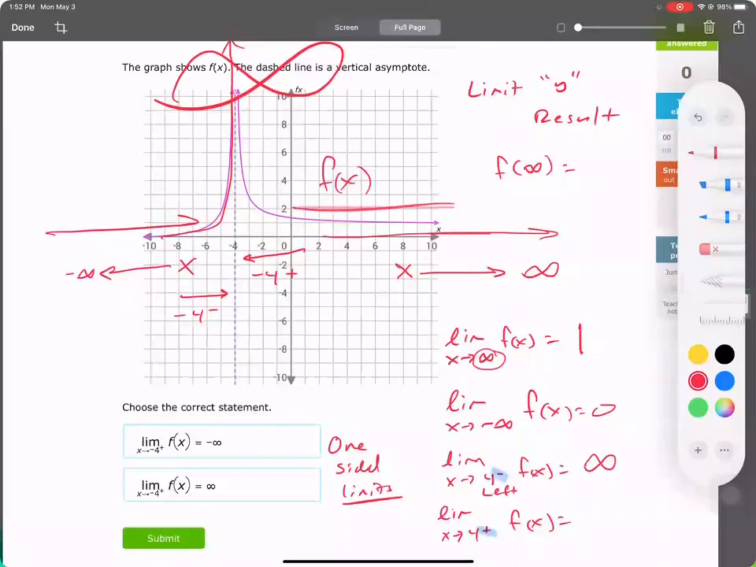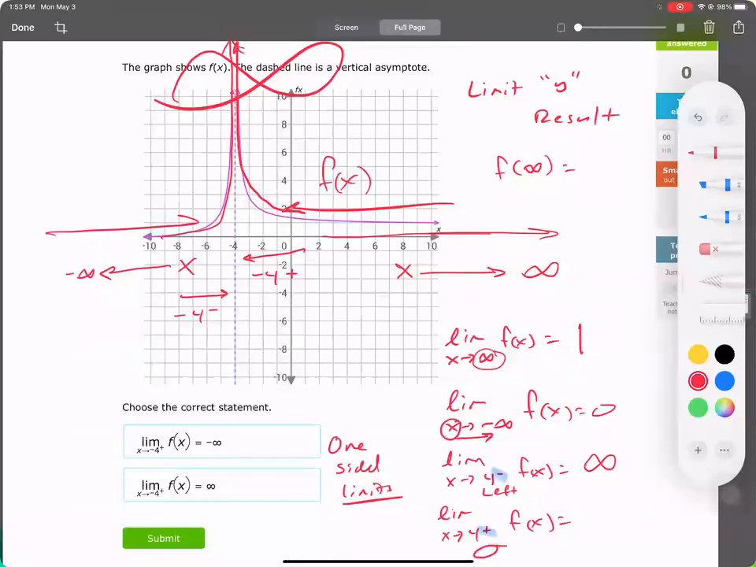How about the right side? As I approach from the right side of the graph, I'm stuck on this roller coaster. You can see on the right side, I'm heading toward infinity. I'm heading toward 4 from the right side. And this is the idea: I'm heading toward this number.